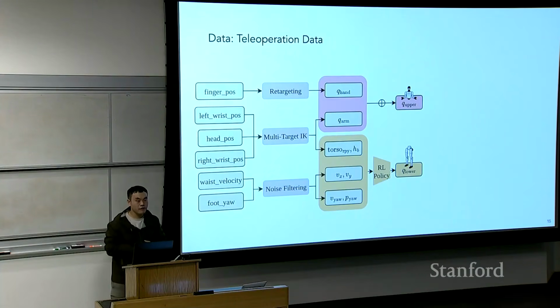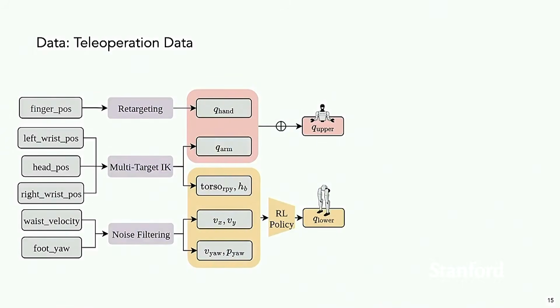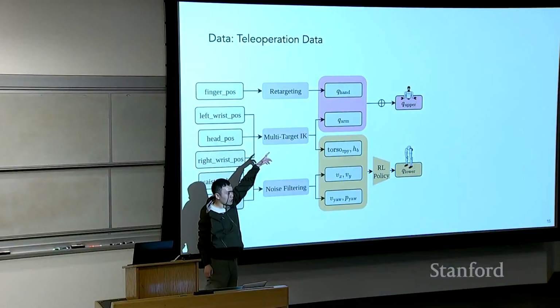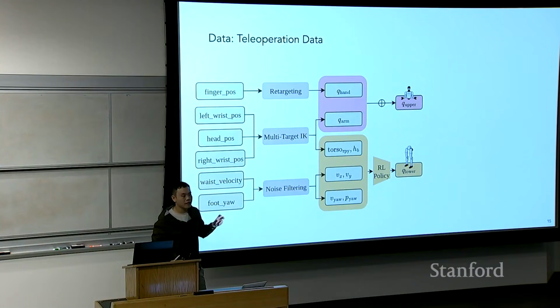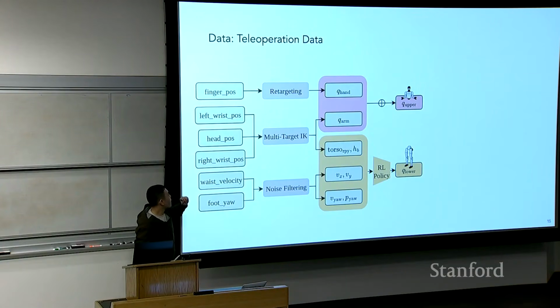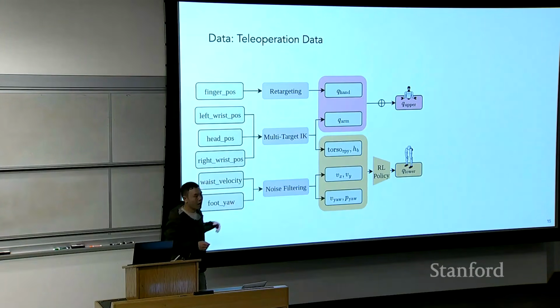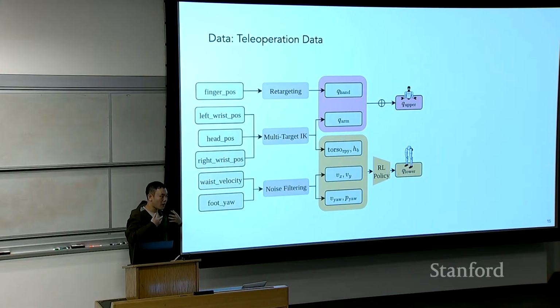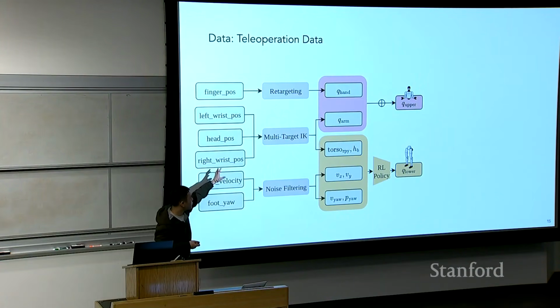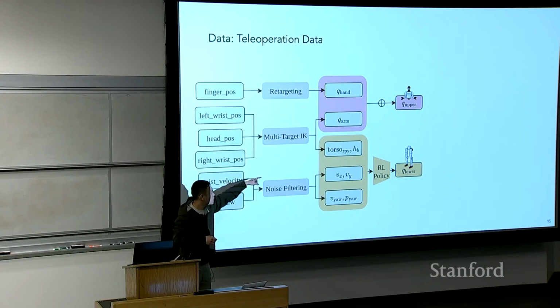Here are some details of the teleoperation system. For the hand, we directly capture the motion of the fingers and map them to the humanoid space to control the humanoid hand. For the upper body, we have the motion from the wrist tracker. We have the wrist position, and also the head position. So we solve a multi-target IK problem to get the upper body motion, and we use that to control the arms of the robot. And also we get the torso motion.